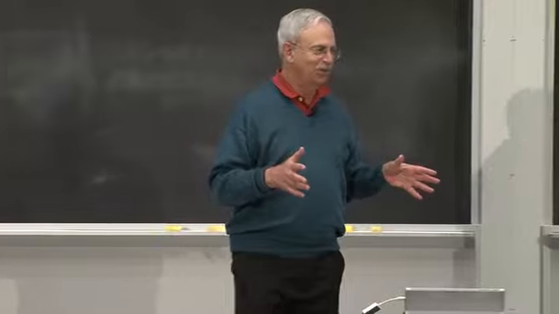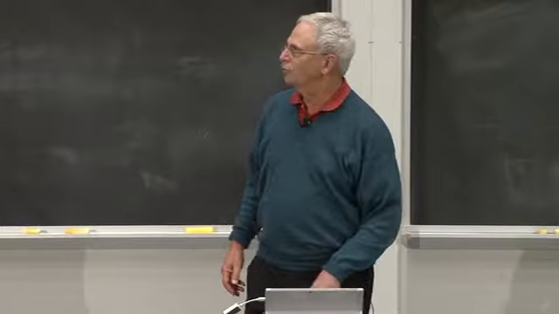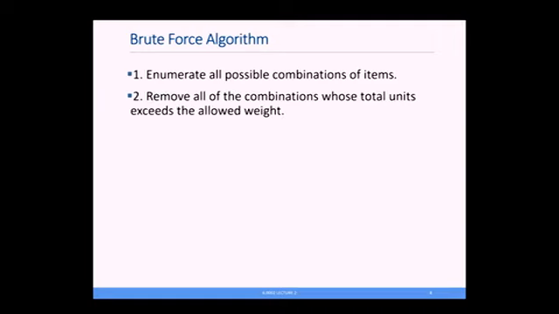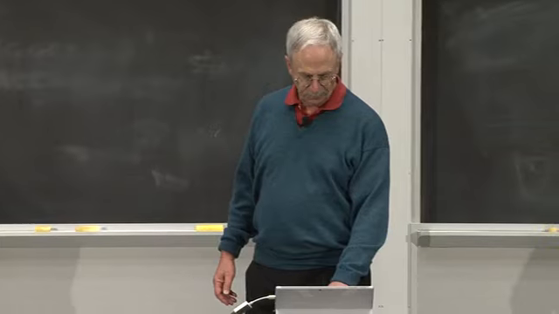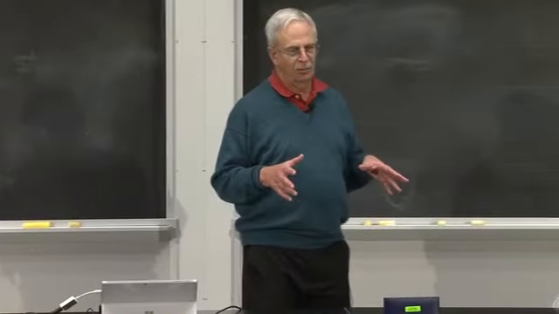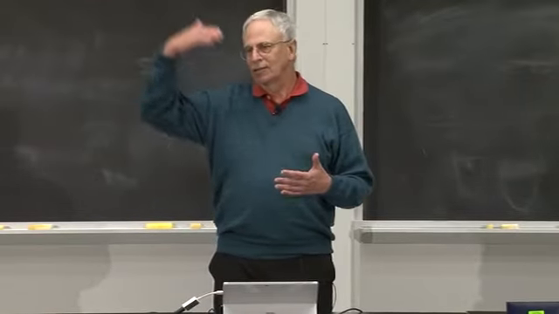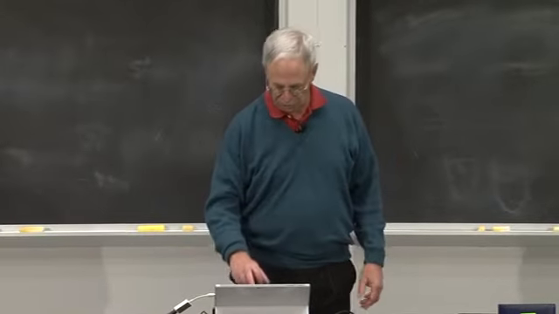Last time, we looked at an alternative to a greedy algorithm that was guaranteed to find the right solution. That was a brute force algorithm. The basic idea is simple: you enumerate all possible combinations of items, remove the combinations whose total units exceed the allowable weight, and then choose the winner from those that are remaining. Now let's talk about how to implement it. And the way I want to implement it is using something called a search tree. There are lots of different ways to implement it. In the second half of today's lecture, you'll see why I happen to choose this particular approach.